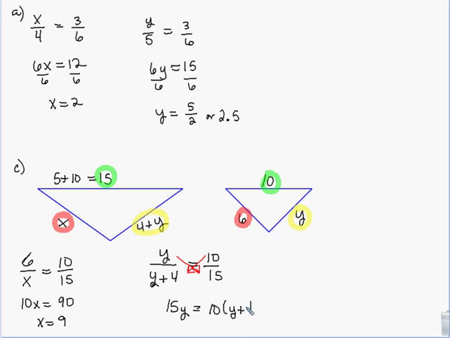So I have to distribute 10 times y and 10 times 4. So what I get is 15y is equal to 10y plus 40. Subtract the 10y from both sides. And 5y equals 40, so y is 8. Not too bad, I hope.